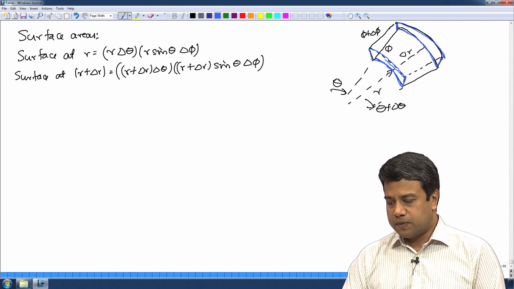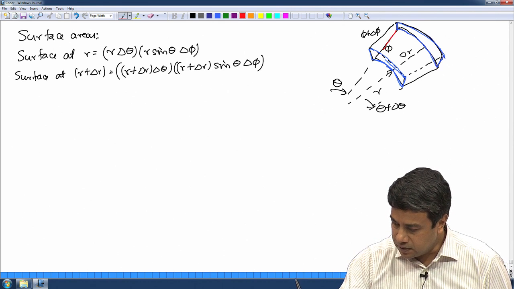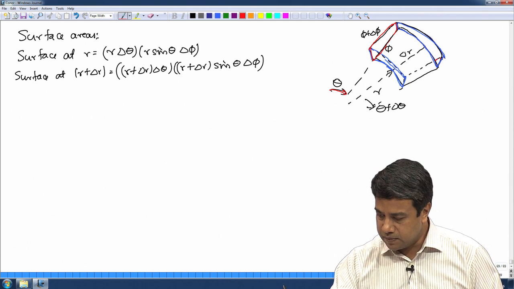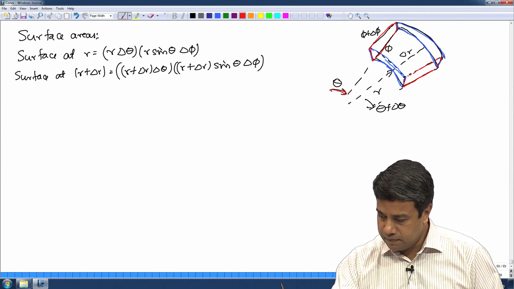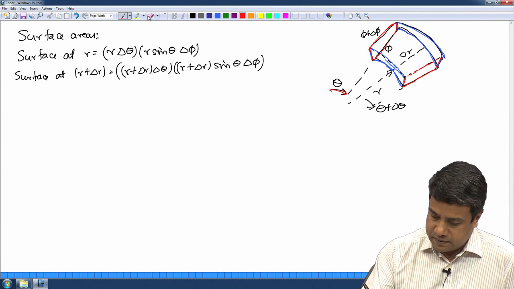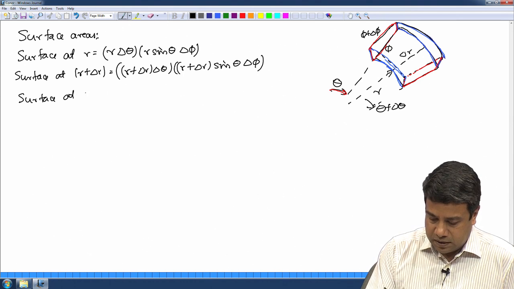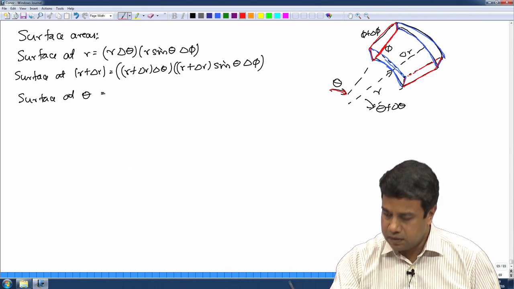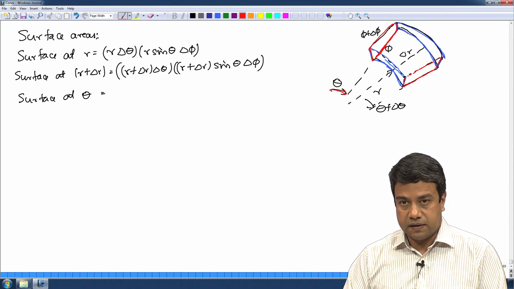Then there are two surfaces that are perpendicular to the theta coordinate, because theta is increasing along this direction. Therefore, there are two surfaces that are perpendicular to the theta coordinate. So, the surface at theta is going to be equal to this distance delta r times the distance in the phi direction, r sin theta delta phi.